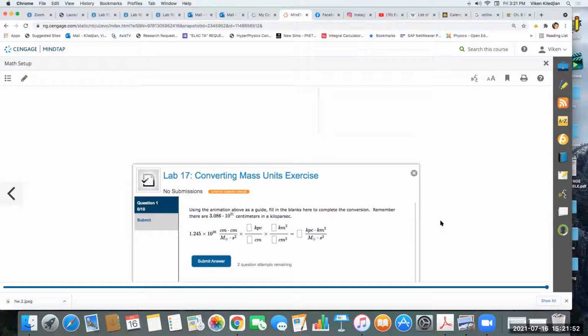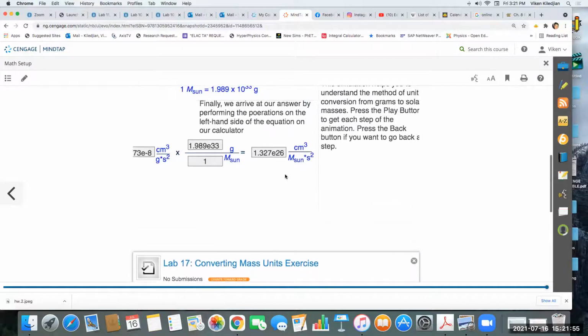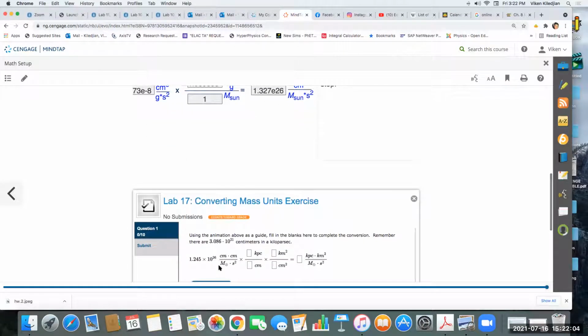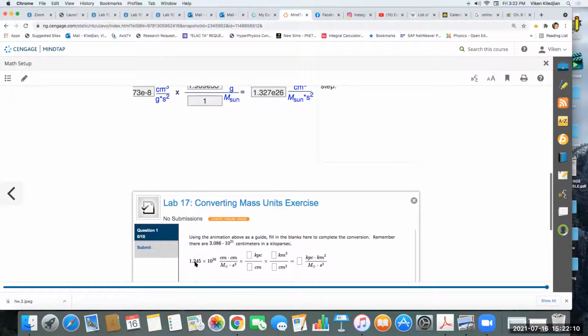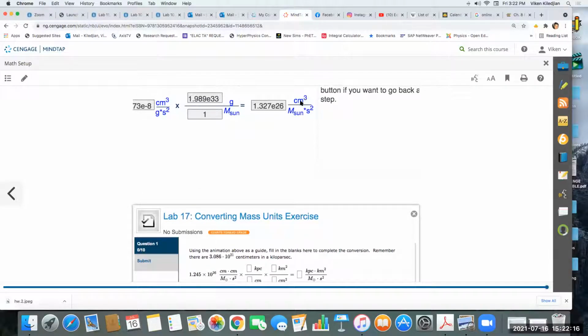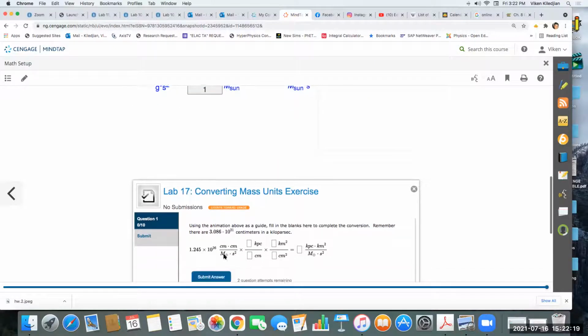Yeah. So basically what they should be doing here is taking this number, 1.327 times 10 to the 6 centimeter cubed. But they're having you practice on a different number. Instead of being 1.327, imagine this was 1.245 times 10 to the 26th. But now centimeter cubed, you can split it into two things. You can split it into centimeter squared. They're missing the squared here. And then times centimeter. You see? So you split it into centimeter squared times centimeter. Then here you say how many centimeters is a kiloparsec?